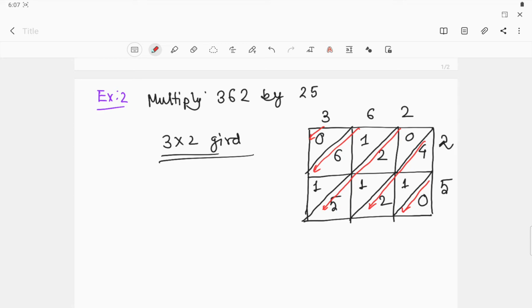Okay, now you have to add these numbers along the diagonal. So what will you get if you add them? So 0 is 0, 4 plus 1 plus 2, you will get 4 plus 1 is 5, 5 plus 2 is 7, 0 plus 2 plus 1 plus 5, that means 0 plus 2 is 2, 2 plus 1 is 3, 3 plus 5 is 8, 1 plus 6 plus 1 is 8, and it is 0, right? So the product is 8870. So this is our required result.